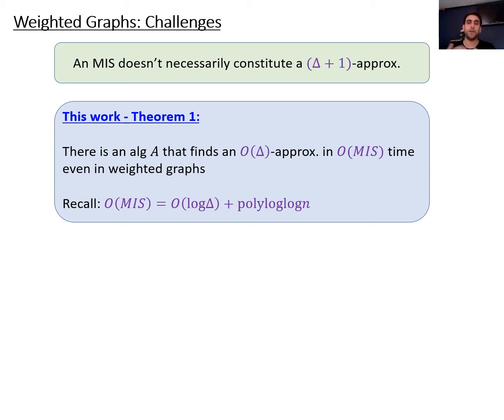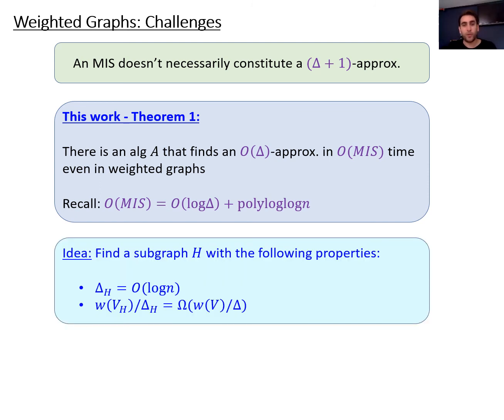So now we're going to use a similar sparsification technique, but we need to apply it for weighted graphs. So we need to find a subgraph H with slightly different properties compared to the properties that we needed for the unweighted case. Specifically, we need to find a subgraph H with the following properties. First, the maximum degree of H is small, as in the unweighted case, O of log n, so that we can find the maximal independent set in H fast. But now, instead of maintaining the ratio between the number of nodes in H to the maximum degree of H, we need to maintain the ratio between the total weight of nodes in H to the maximum degree in H. And we need this ratio to be at least as in G, or at least not very far from it.